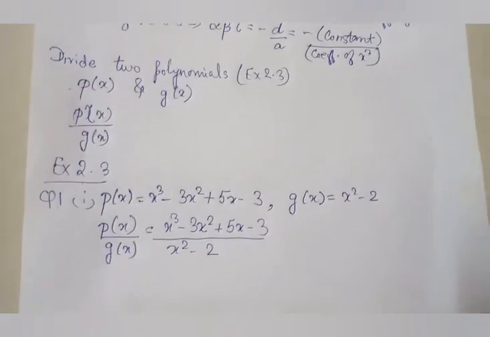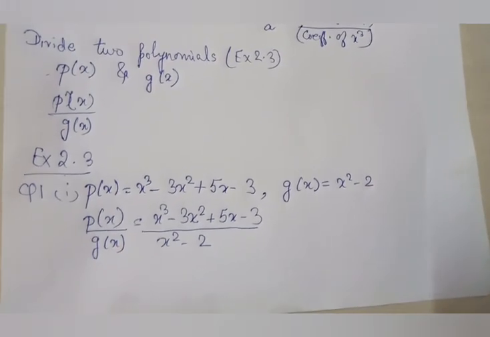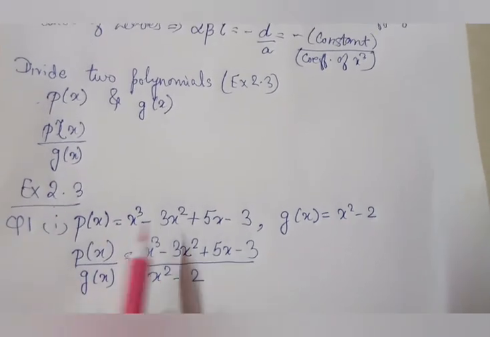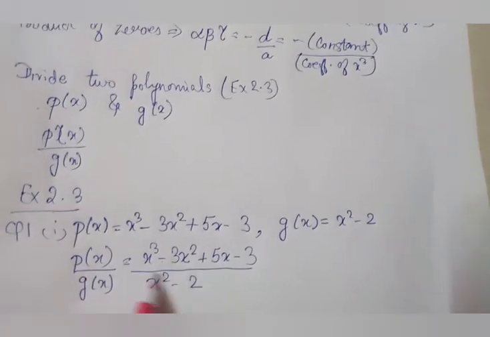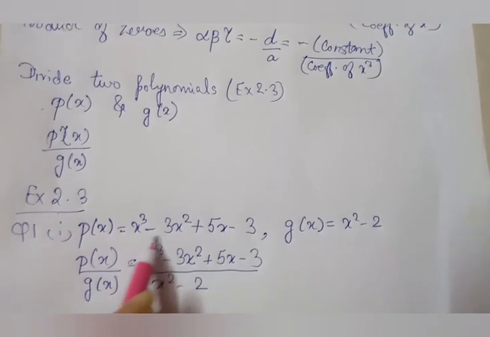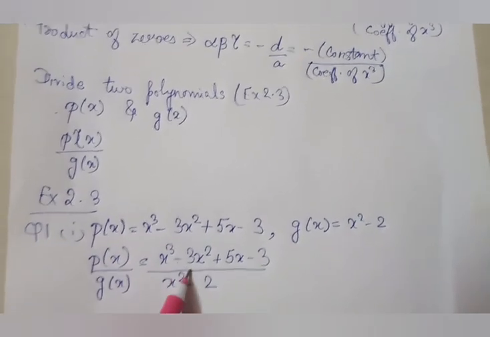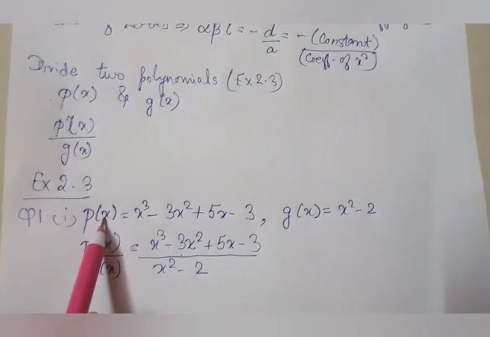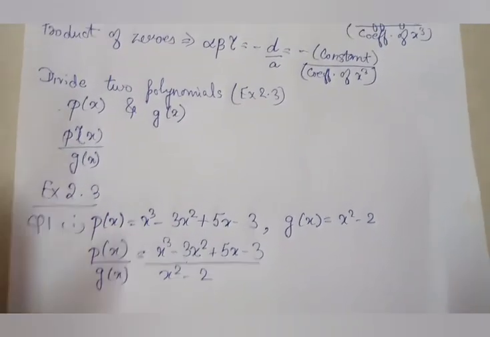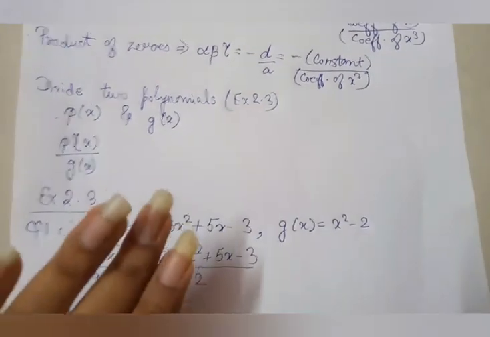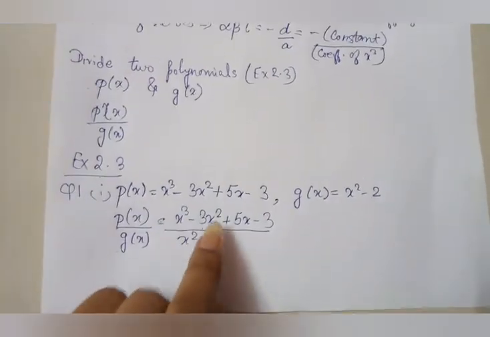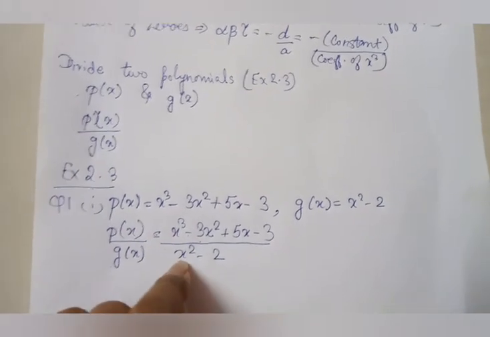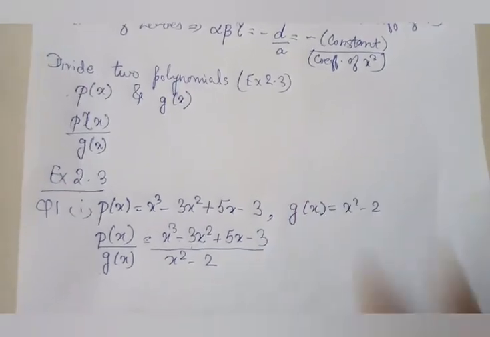So let's learn that. First of all, we need to remember that the polynomial whose degree is higher will be in the numerator, meaning it is a 3-degree polynomial, as you can see, x cube, and here x square. The polynomial whose degree is lesser will be in the denominator. Here they have already given that divide p(x) by g(x), but if it is not given in the exam, don't get confused. The polynomial with the greater degree goes in the numerator, and the one with the lesser degree goes in the denominator.